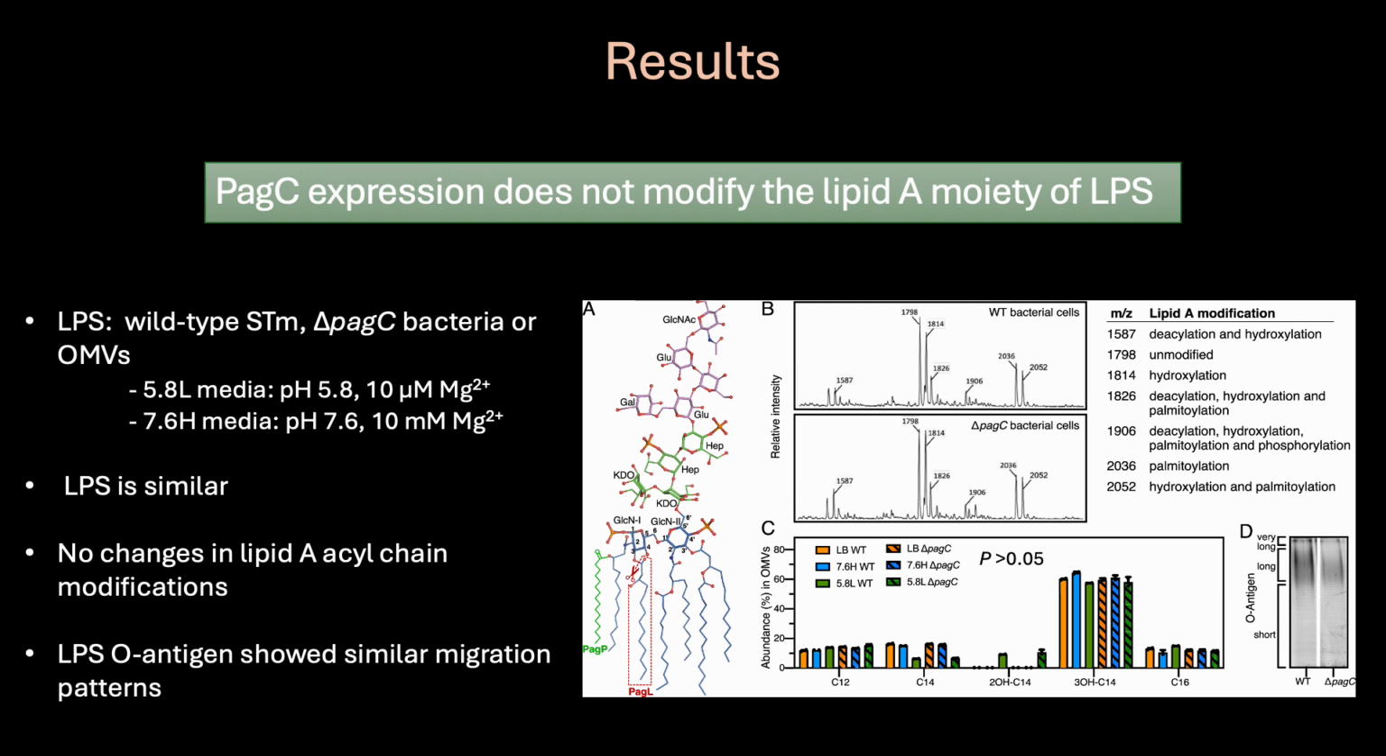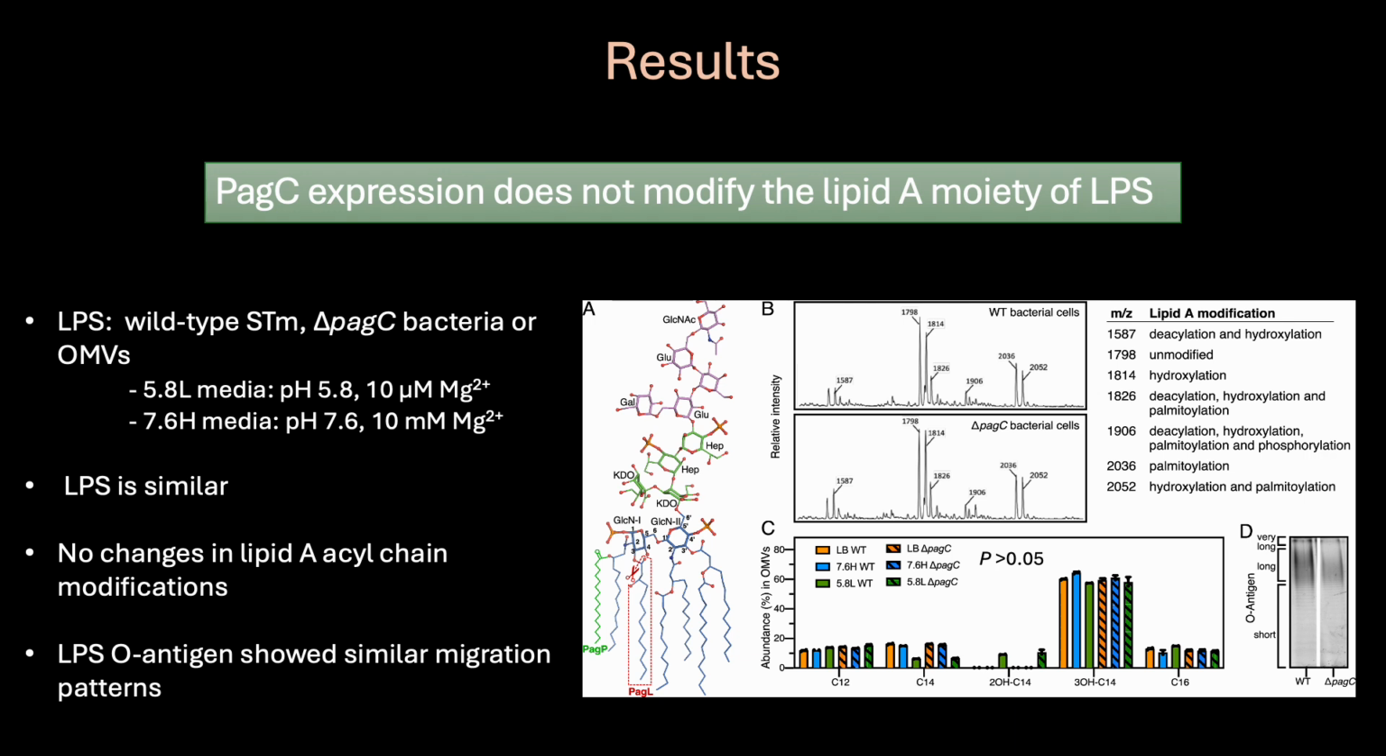PhoPQ, if you recall from our class lectures, is a two-component system that is triggered by changes in magnesium levels in bacterial cells, but also by pH and cationic antimicrobial peptides. And PhoPQ promotes upregulation of Pag genes in STM in order to enhance its intracellular survival.